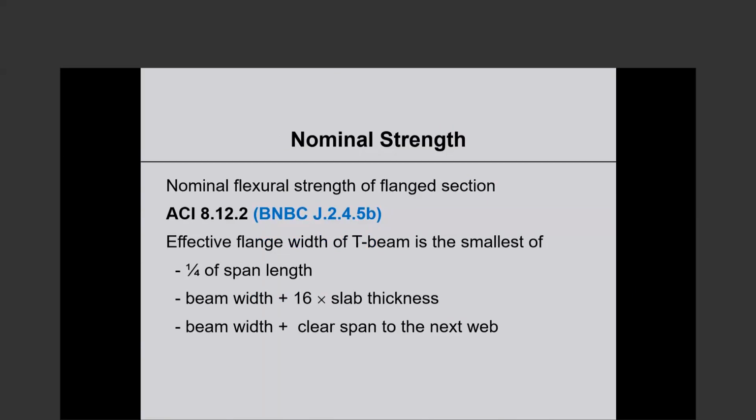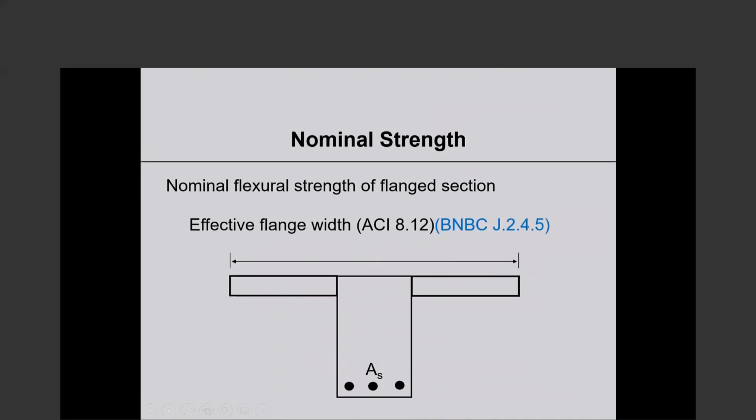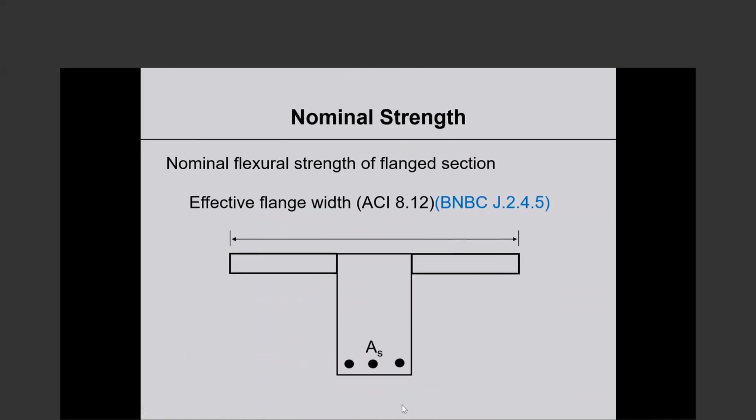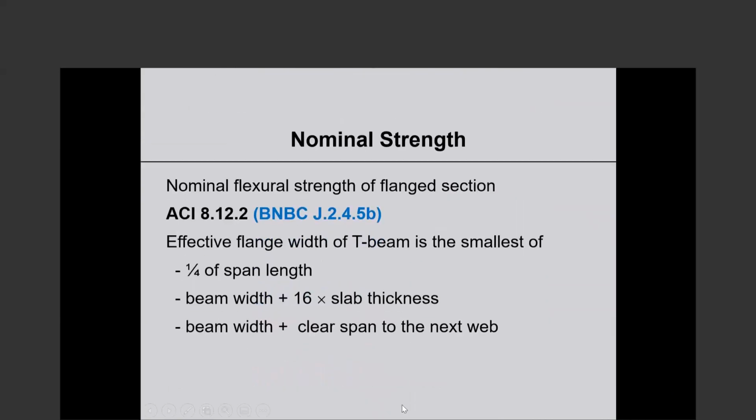Okay. So when you have flanges on both sides, effective flange width of a T-beam is the smallest of three things. Number 1, 1/4 of the span of the T-beam. The span of the beam would be into the screen and out of the screen. Okay, that would be the span. Number 2, beam width plus 16 times slab thickness, 8 times the slab thickness on either side. So the beam width plus 16 times the slab thickness, 8 on either side.